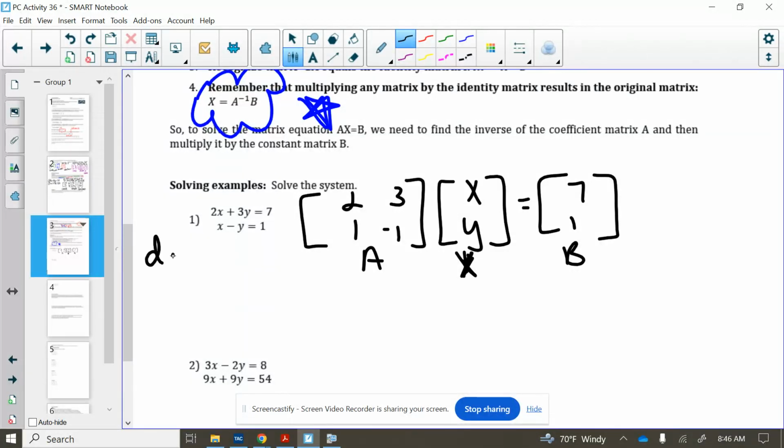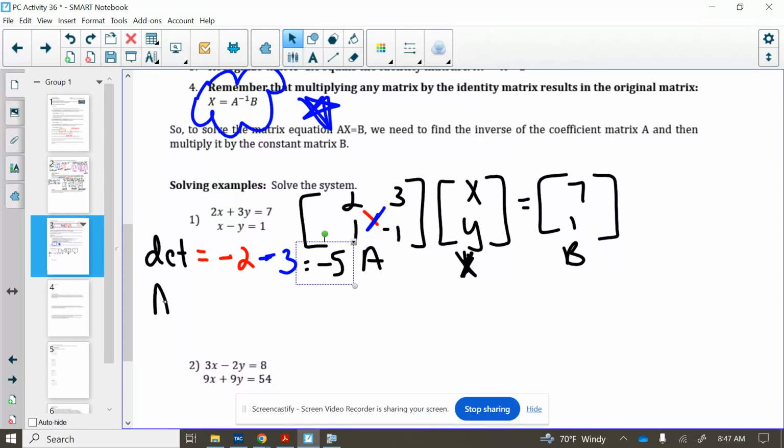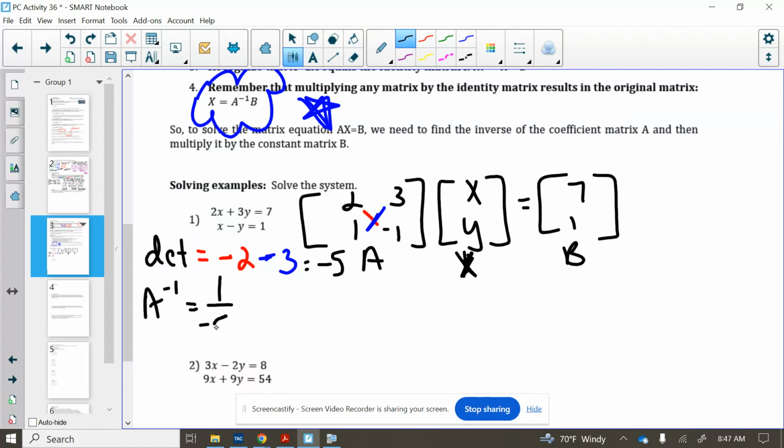So we're going to take the determinant of matrix A. So 2 times negative 1 is negative 2. 3 times 1, which we're going to subtract away, is 3. So AD minus BC, we get our determinant value to be negative 5. And then to find our inverse, we are going to take 1 over the determinant value, so 1 over negative 5. And then we're going to flip around that original matrix.